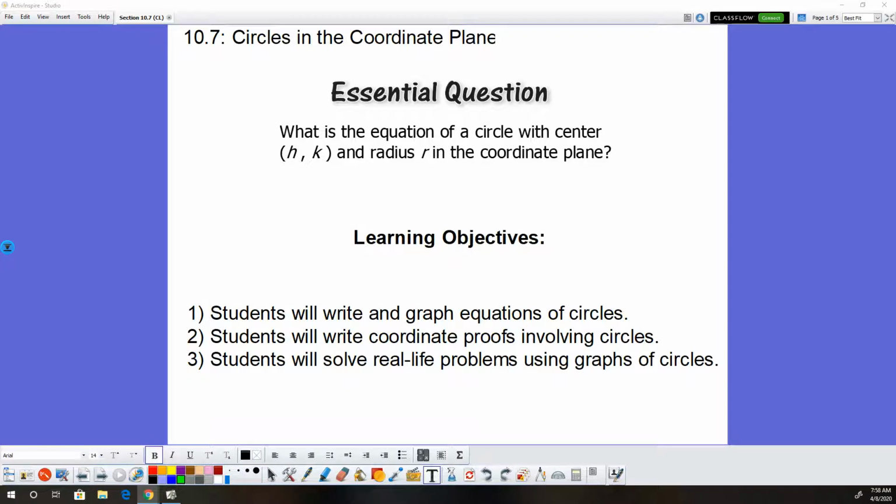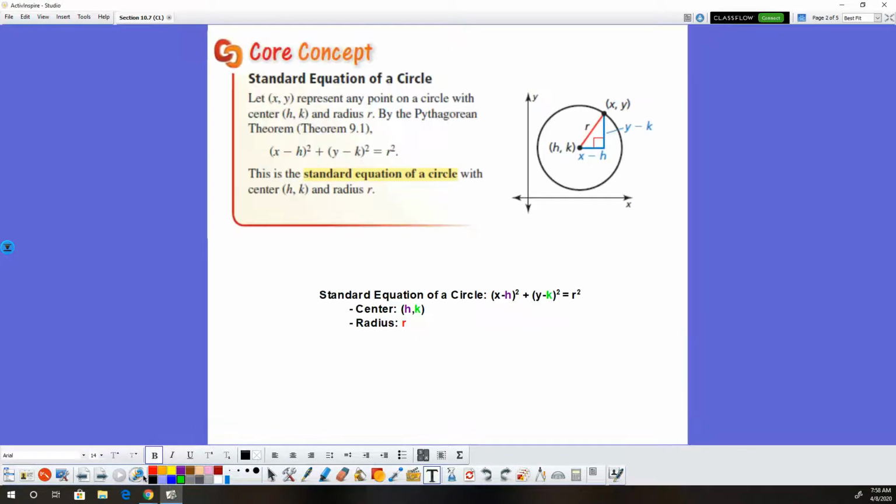So this is 10.7. All right, so the standard equation of a circle is right here, okay? And the reason this is the standard equation of a circle is because it automatically gives you your center, which is (h, k), and your radius, which is r. Okay, so anytime you want to find the standard equation of a circle, all you need is your center and your radius, and you can give that standard equation.